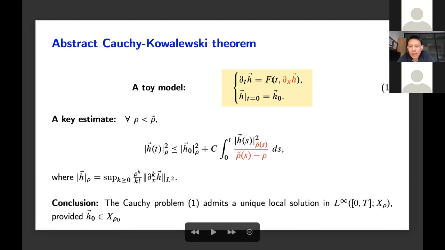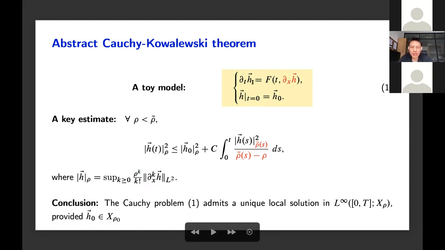So for this equation, if the source term is a linear combination of dxH, we can perform a key estimate like the following. The analytic norm is defined as follows. It's just the standard norm of the analytic function. So this is the key factor. Those stand for the radius of convergence. Of course, there are many equivalent definitions of the analytic norms. Sometimes you can replace the L2 norm by L infinity. But here we want to perform some kind of energy estimate, so we prefer the L2 norm.